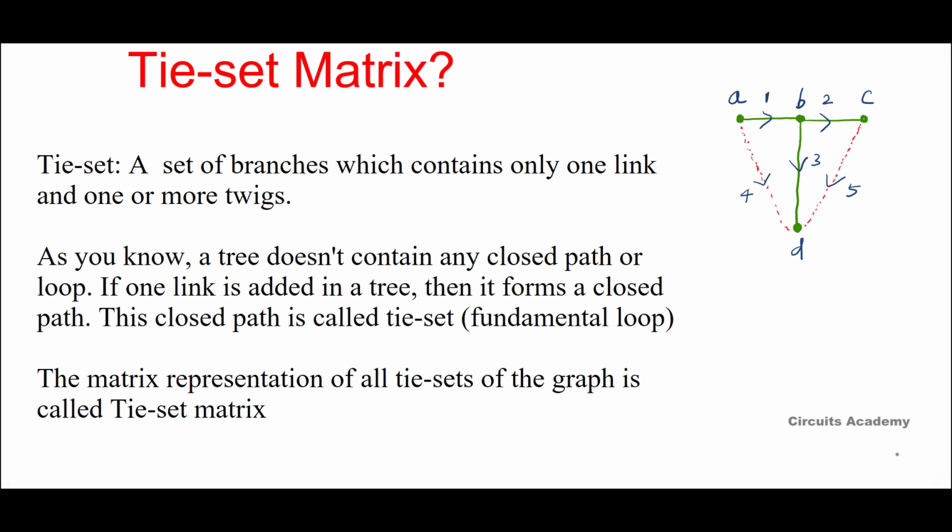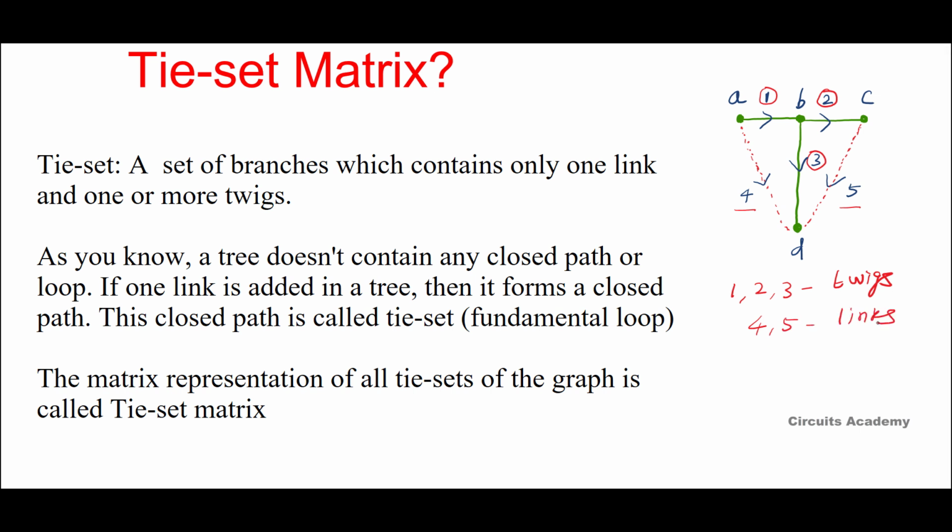Consider the graph shown in the figure. The branches 1, 2 and 3 form the tree of the graph. Hence, we can call the branches 1, 2, 3 twigs of the graph. On the other hand, the branches 4 and 5 form the co-tree of the graph. So they are called the links of the graph.